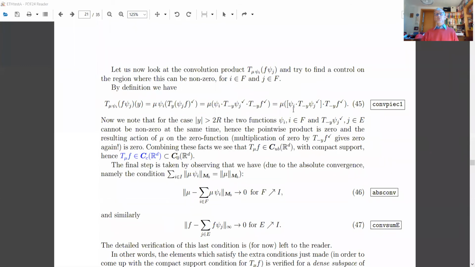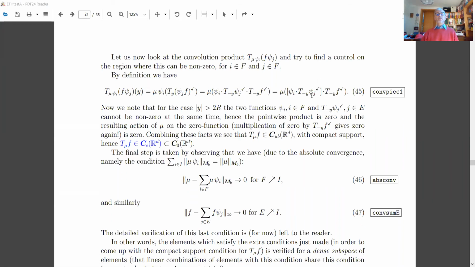you're inside the ball of radius r, then this one may be non-zero, but then the shifted second one will be 0, or vice versa. If you're outside of the ball, then maybe this is non-zero, but definitely psi I is 0. So if you take the square bracket 0, multiply it with anything, it will be 0, so mu of this will be 0.